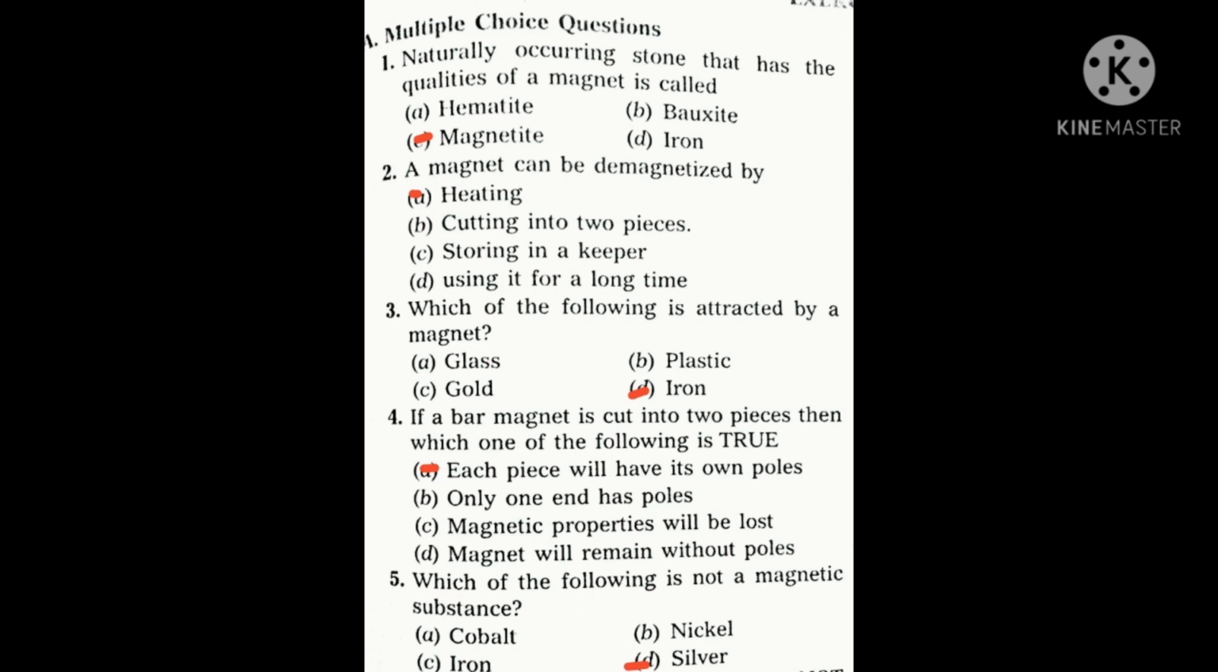Fifth one, which of the following is not a magnetic substance? Cobalt, nickel, iron and silver. We know that iron, steel, nickel, cobalt, these all are magnetic substances. So silver is not a magnetic substance. Answer is silver.